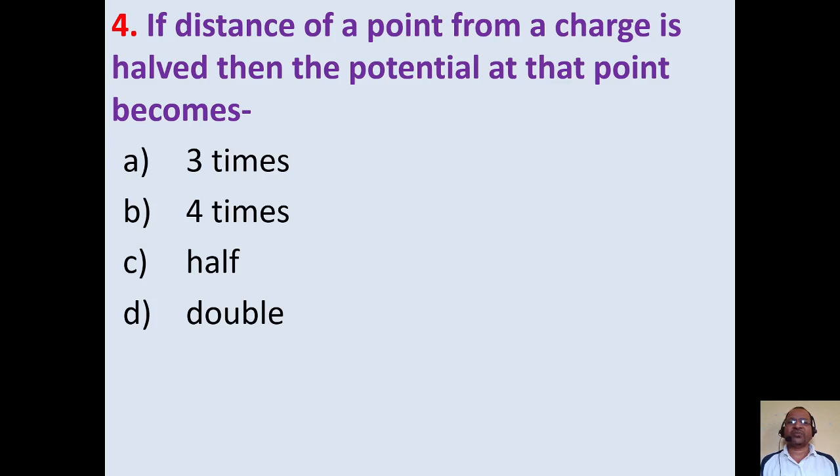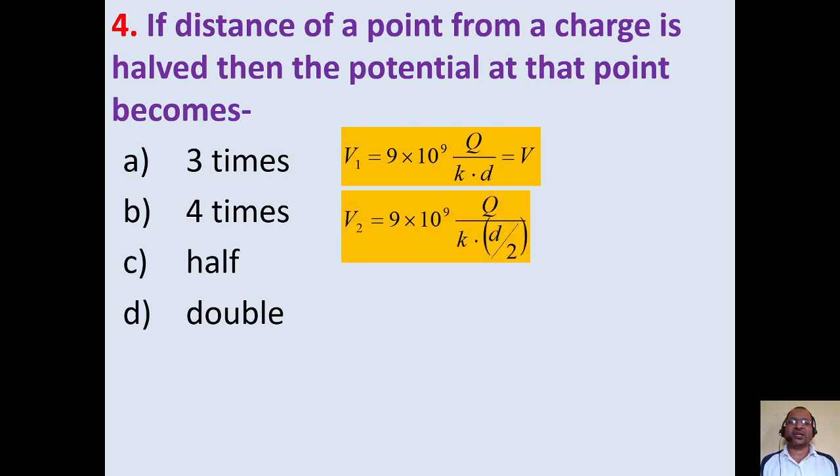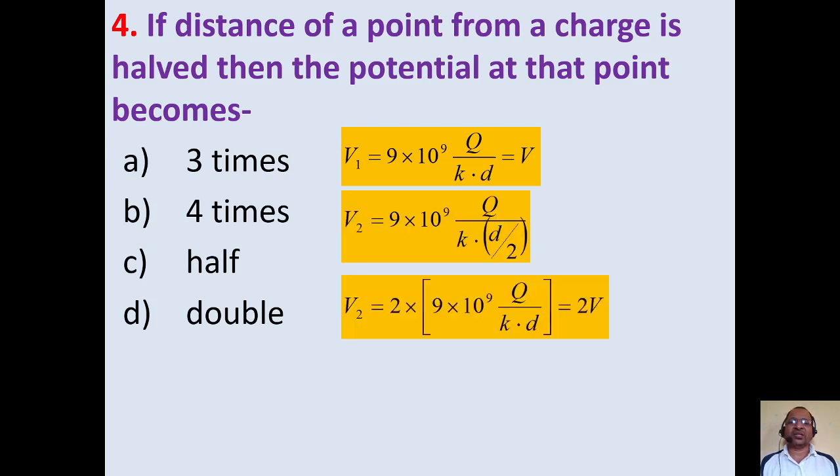If distance of a point from a charge is halved, then the potential at that point becomes. Now we know that as distance is increased, potential goes on decreasing, but here if distance is decreased, then potential increases. So we have the formula V is equal to 9 into 10 raised to 9 Q upon Kd. Let this be V. Now distance is halved, so instead of d we write d by 2. Rearranging, we can say that 2 comes in the numerator, so it becomes 2V, that is potential becomes double.